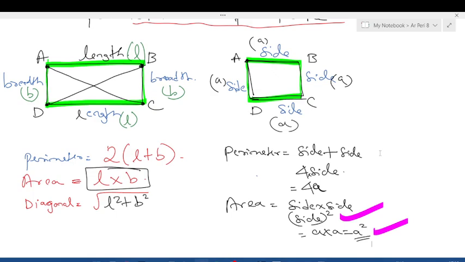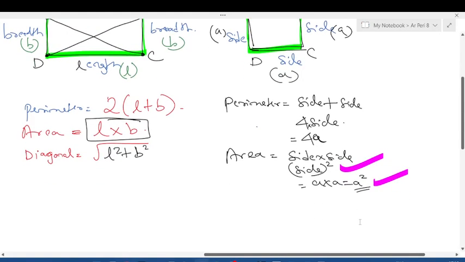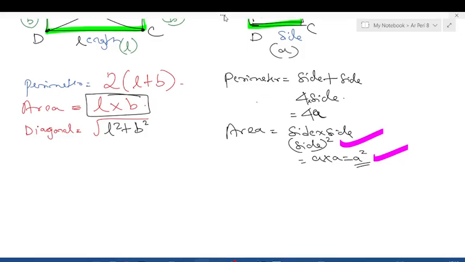All of you are done? Made a note of the formula? Shall we start solving? Perimeter is 2 into L plus B. Area. And one more thing. Units are important, students. Units are important.